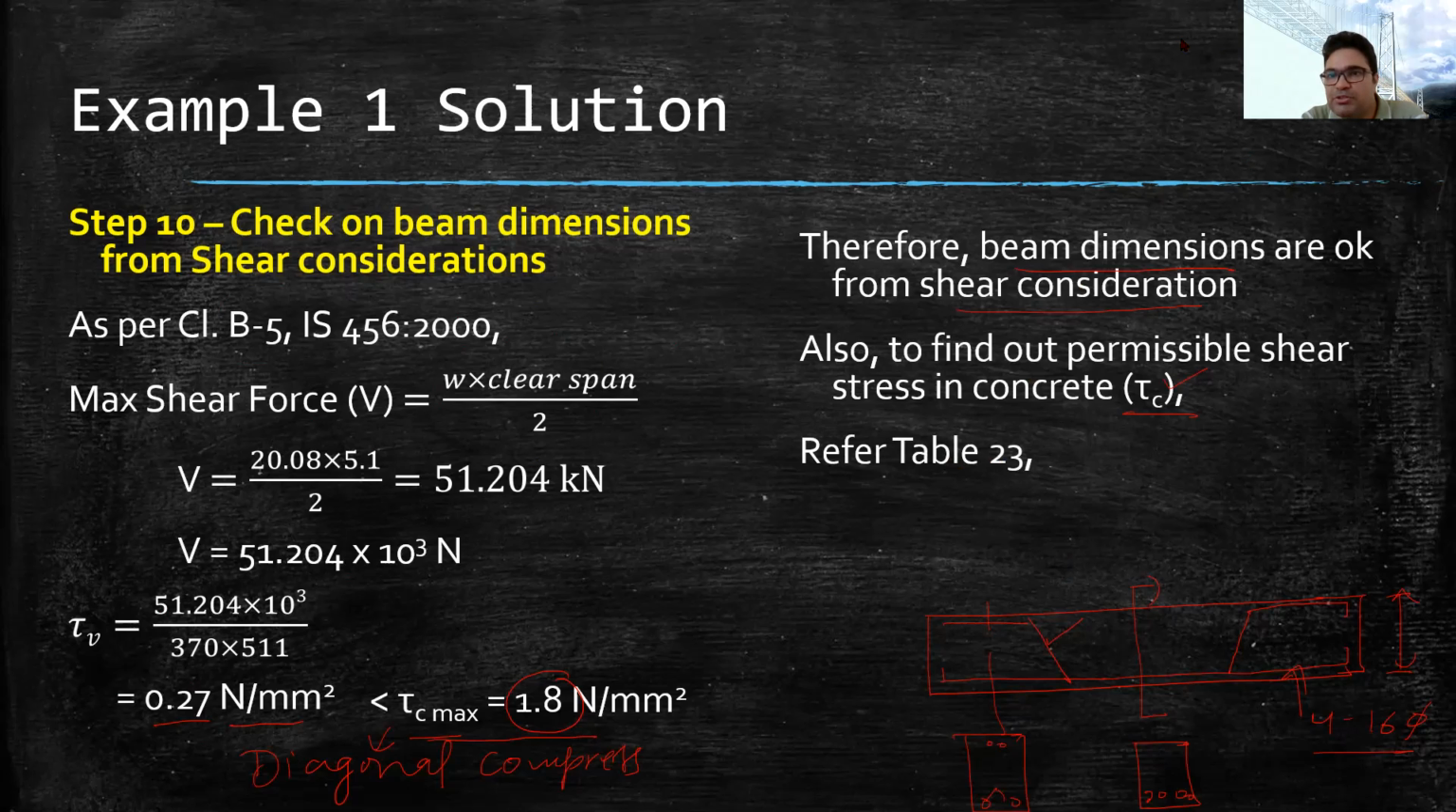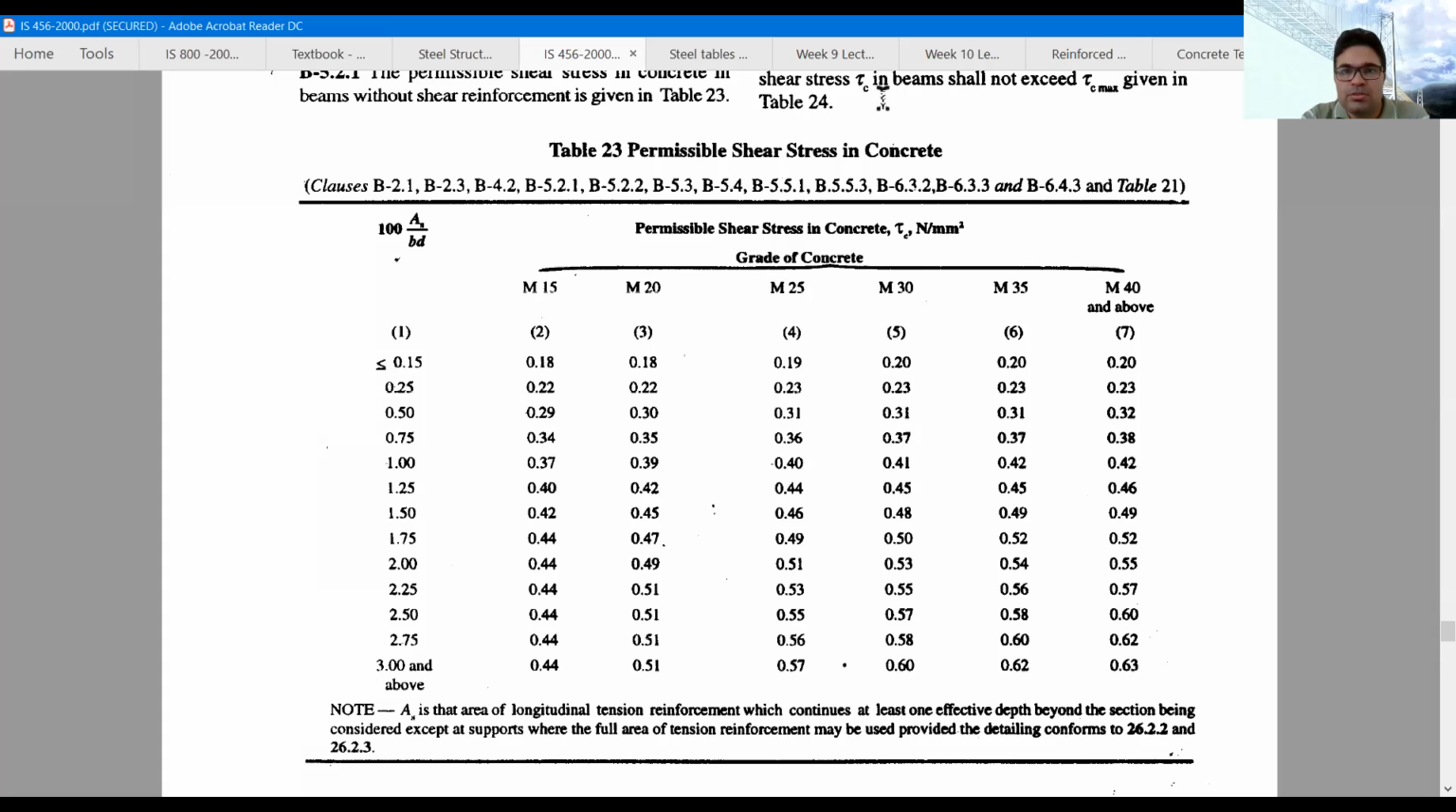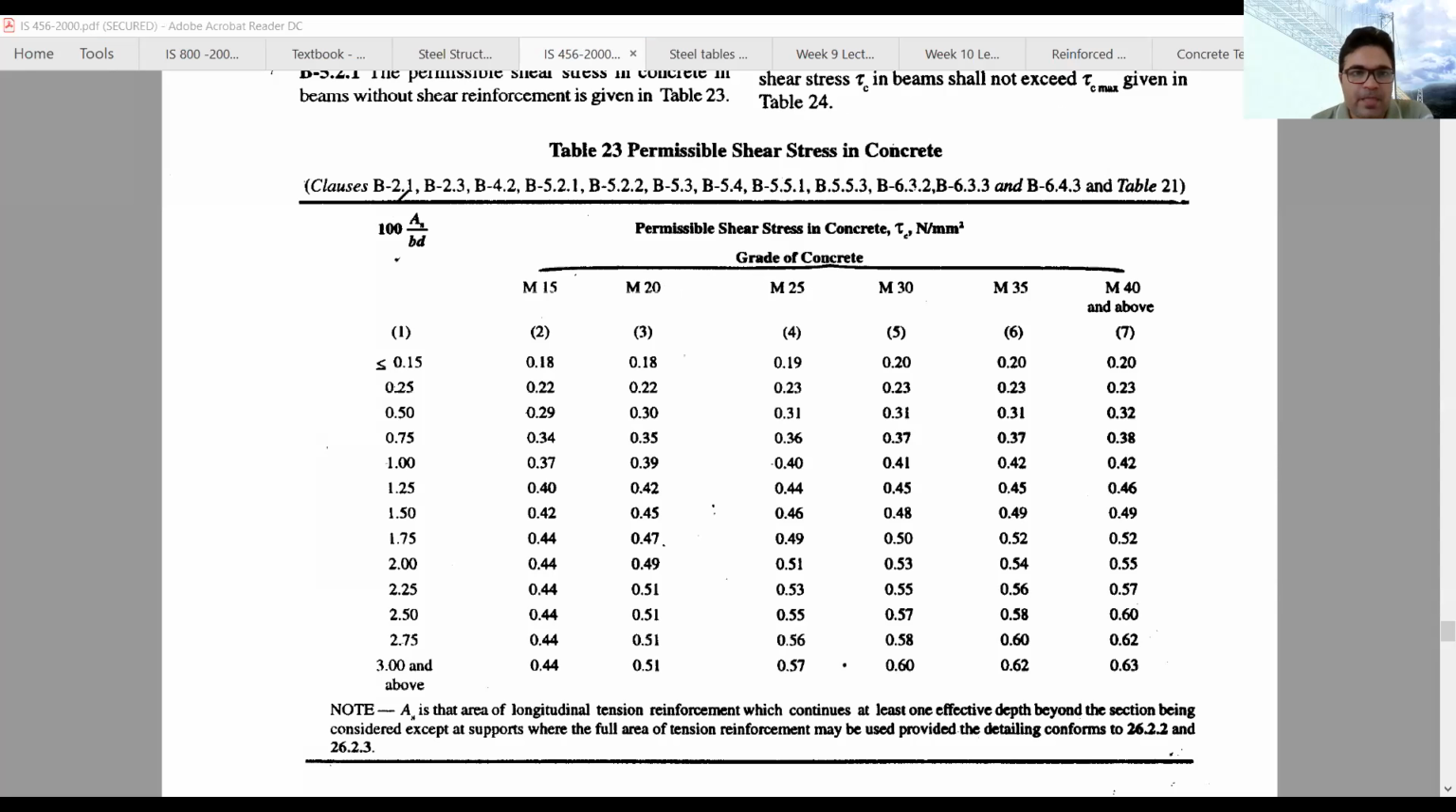I will show you that table. There you can see this is the table that we have to see to find out the value of tau c. To find out the value of tau c, we need to find out this percentage, which is the percentage of tension steel at support.